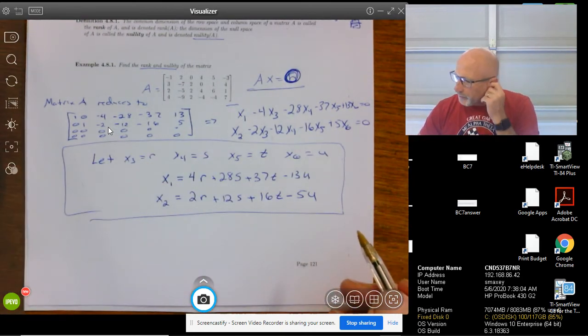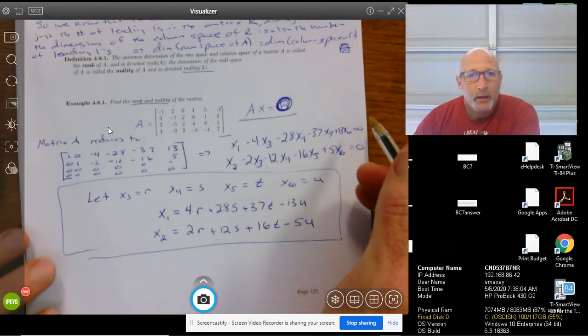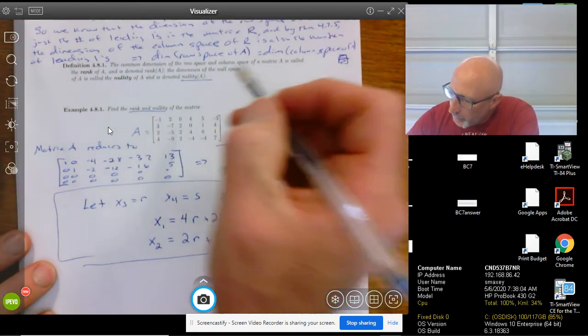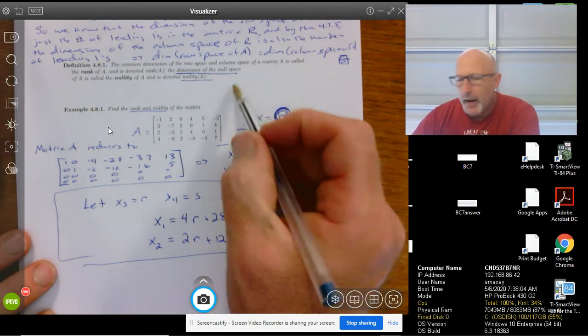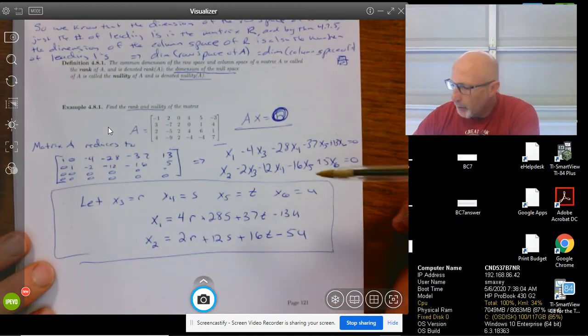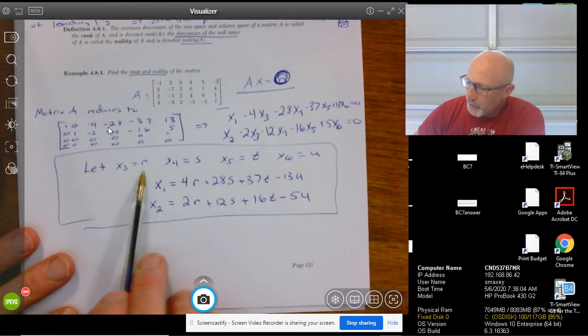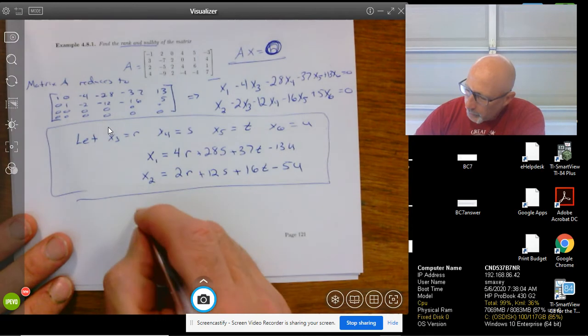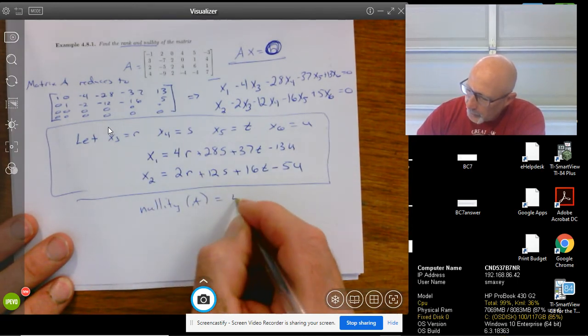Now, what is the nullity? The nullity is the dimension of the null space. You remember that actually happens to coincide with the number of free variables. So how many free variables do I have here? 1, 2, 3, 4. So the nullity of matrix A is equal to 4.